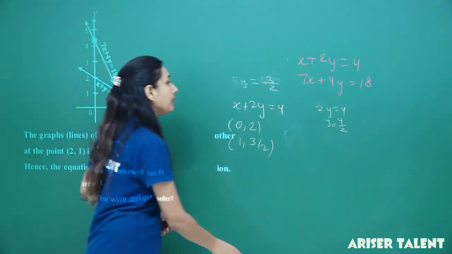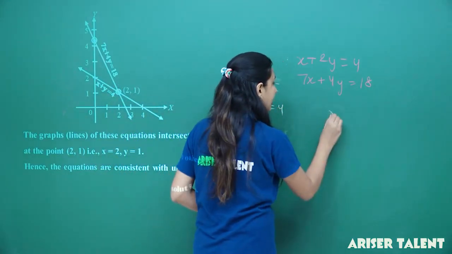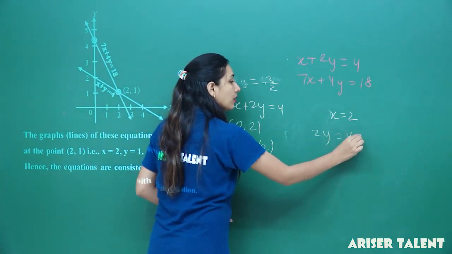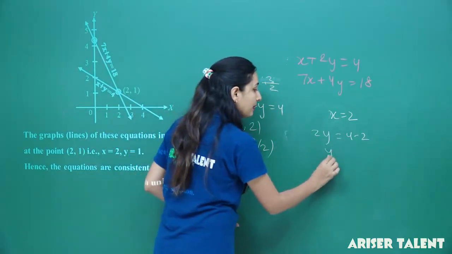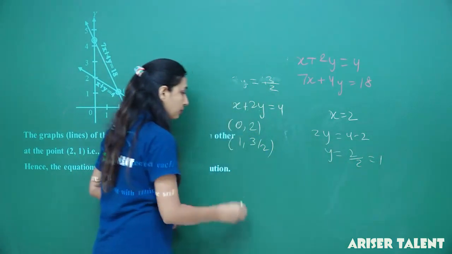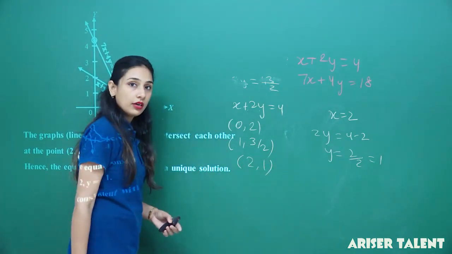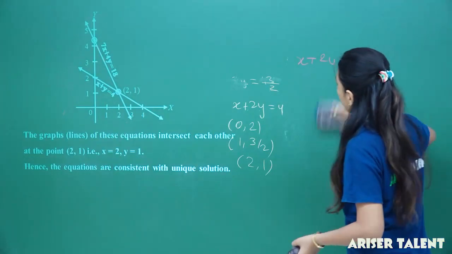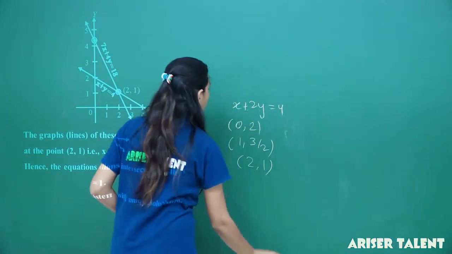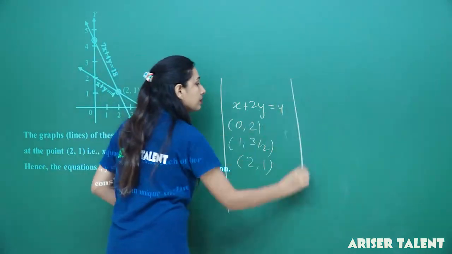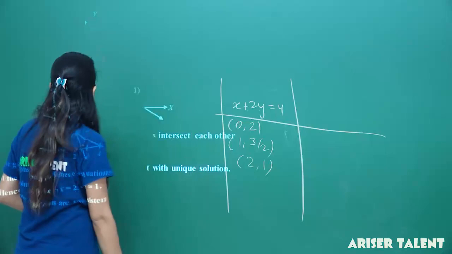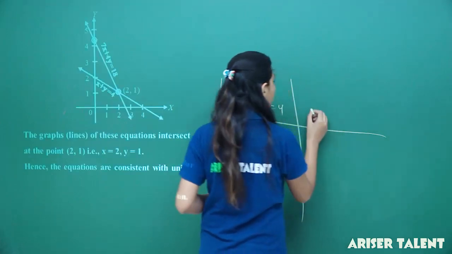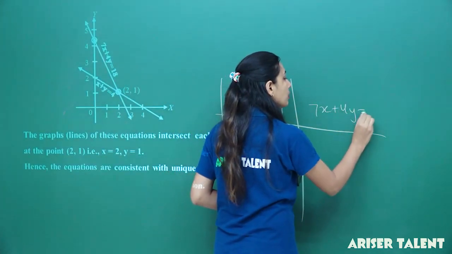Now at x equals 2, if I put the value of x equals 2 here, 2y will become 4 minus 2. So y will become 2 by 2 equals 1. So that will become (2, 1), right? And (2, 1) is here. So can I just have the second equation? For equation number 2, which is 7x plus 4y equals 18.